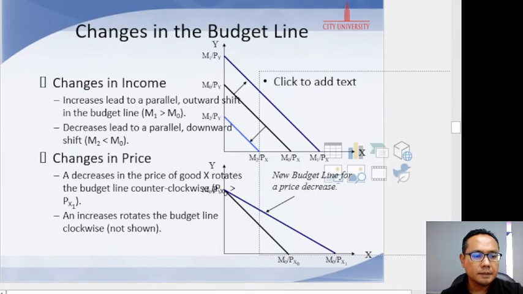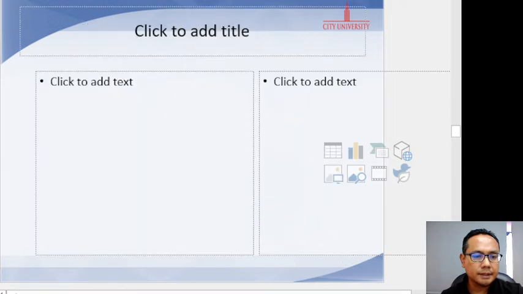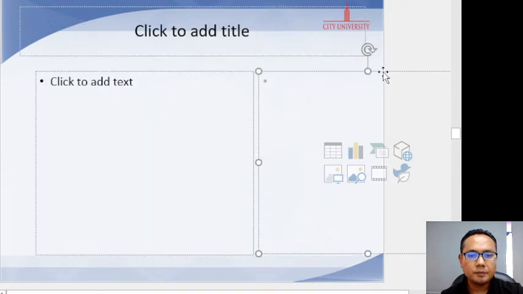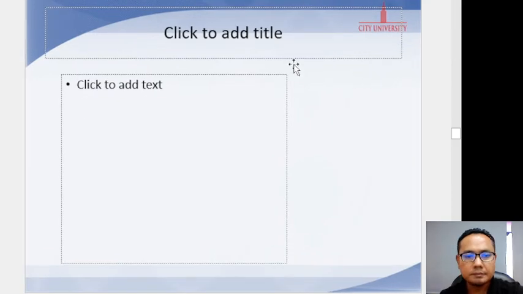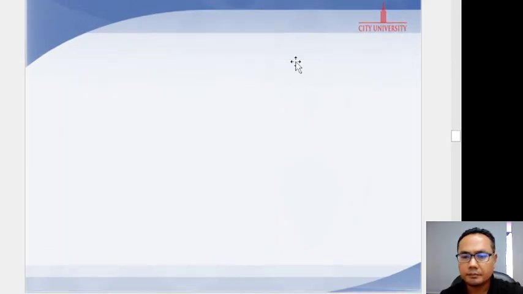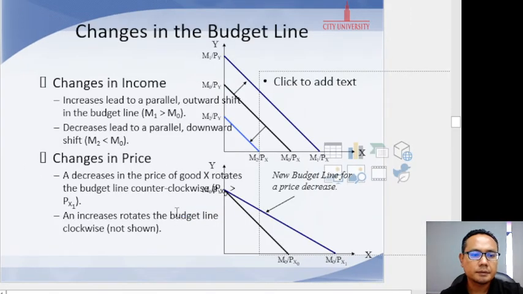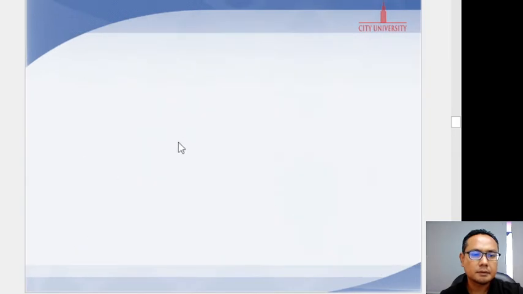Let me add one slide here to make it more clear about the budget line.